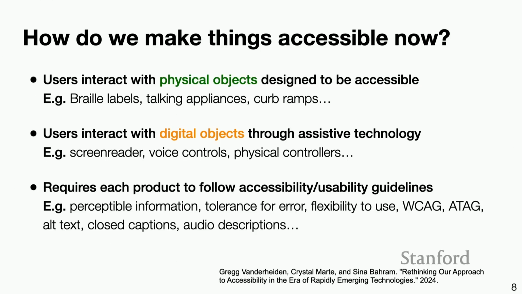But also we have WCAG, the Web Content Accessibility Guidelines, and ATAG, the Authoring Tool Accessibility Guidelines. We have alt text for images, closed captions for videos, and audio descriptions for videos. So these are all amazing tools and guidelines that we can use to make physical and digital information more accessible.